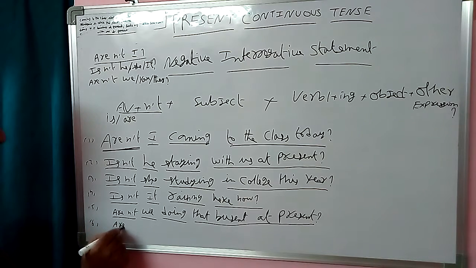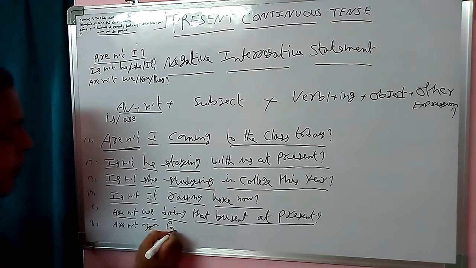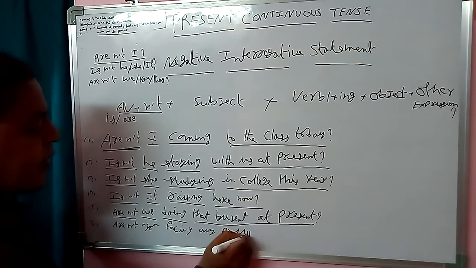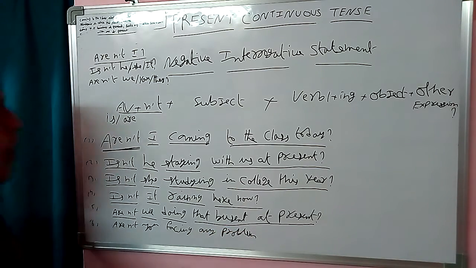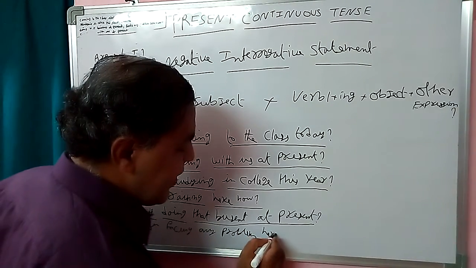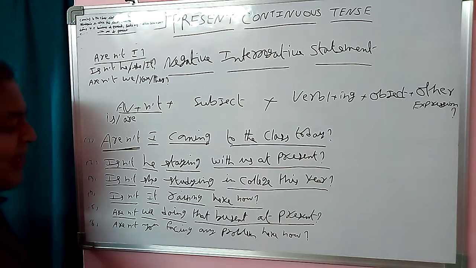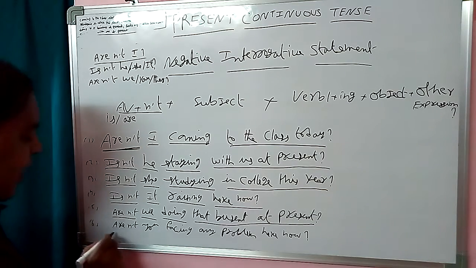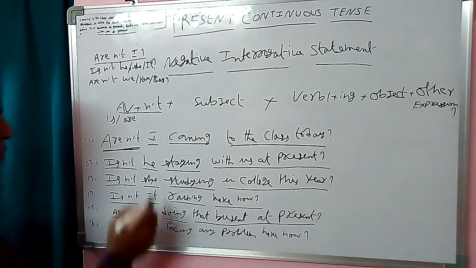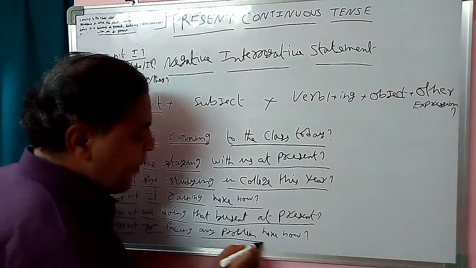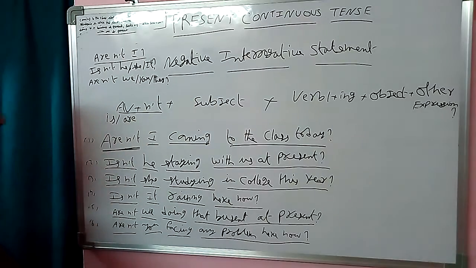Next: Aren't you facing any problem here now? Aren't, auxiliary verb with apostrophe t. You, subject. Facing, verb 1 plus ing. Any problem here now, object and other expression.